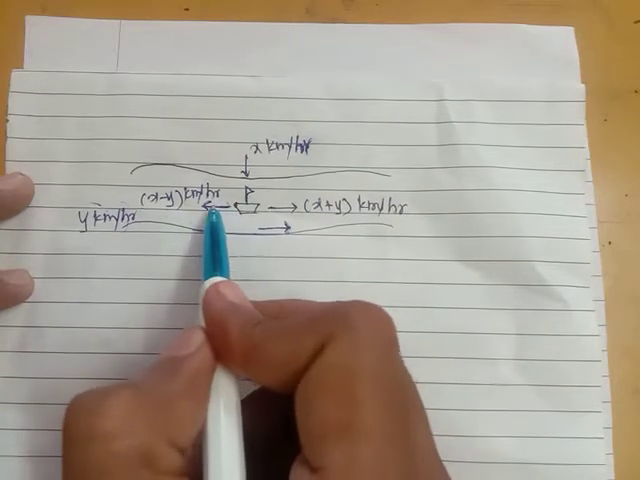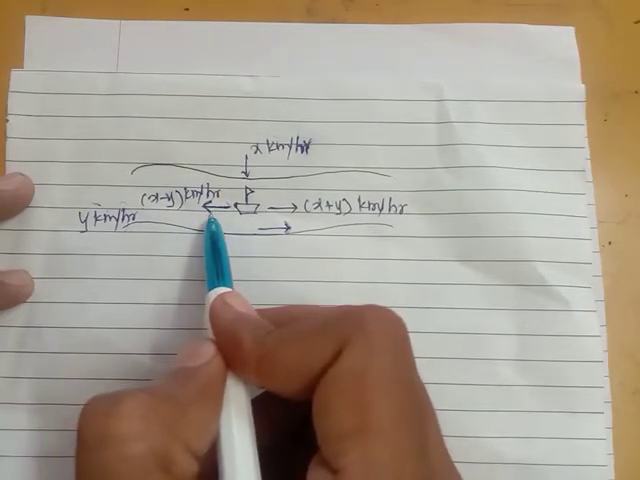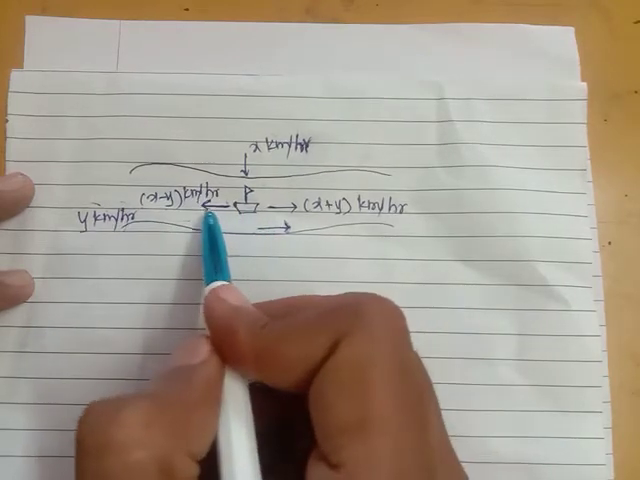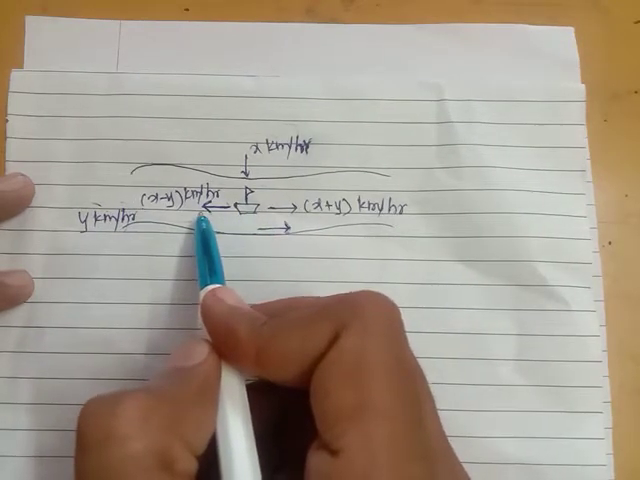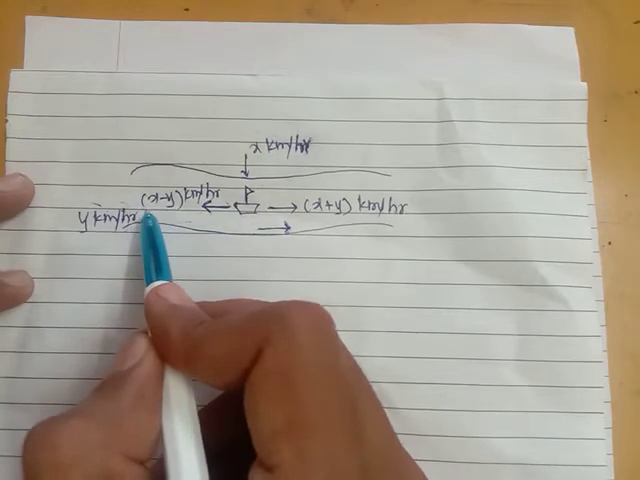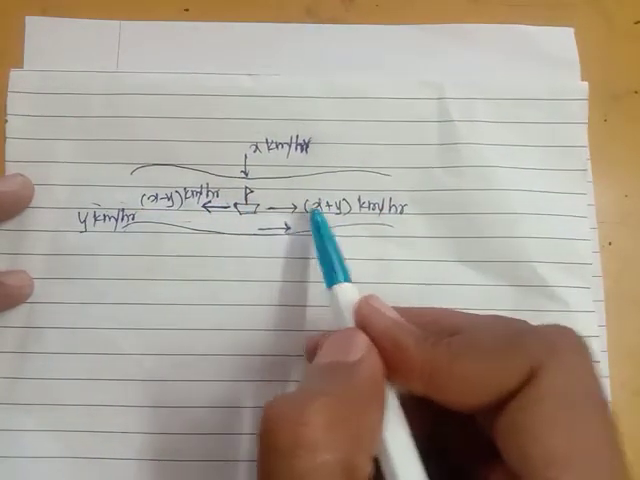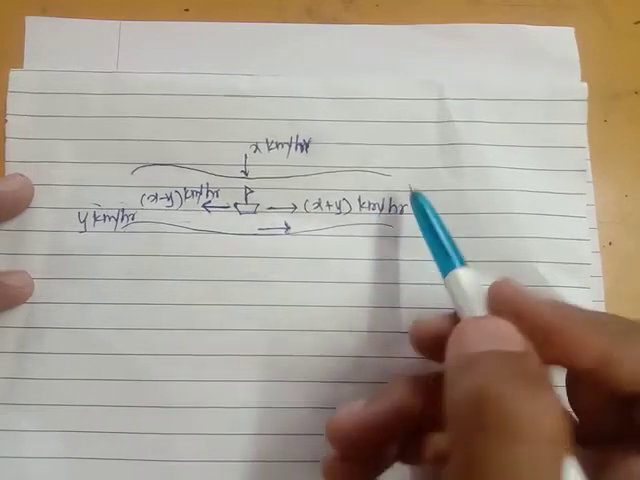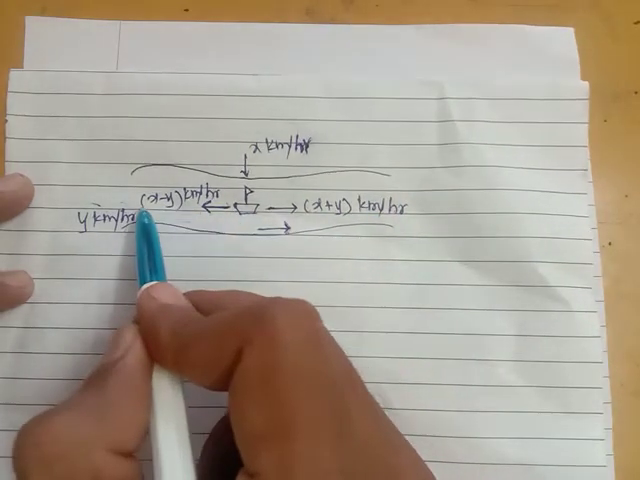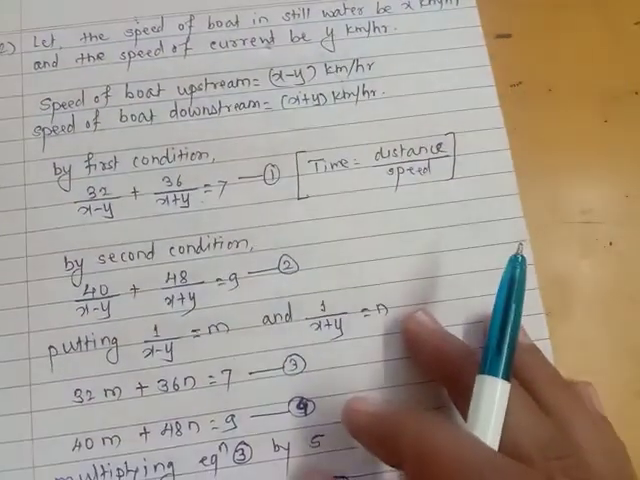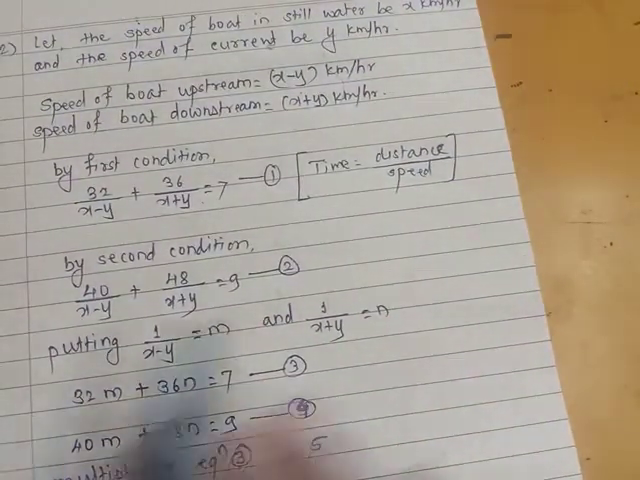When the boat travels in the direction opposite to that of the water current, in this case the speed of the water current will oppose the speed of the boat. And in this case, the speed of the boat will be x minus y kilometers per hour. So speed of boat downstream is x plus y kilometers per hour, speed of boat upstream is x minus y kilometers per hour. Now by first condition, what is our first condition?